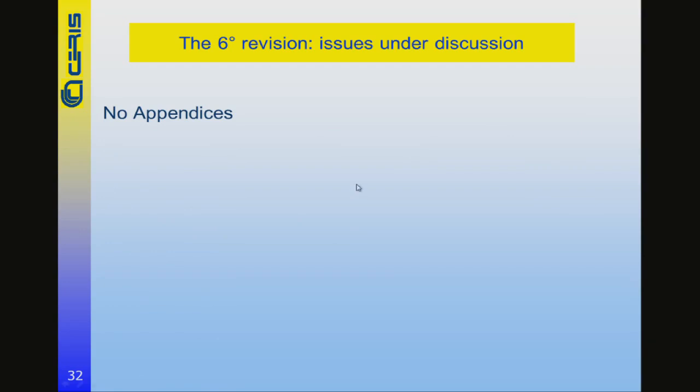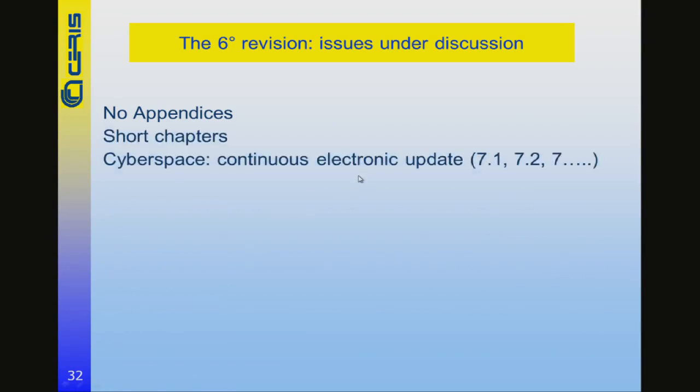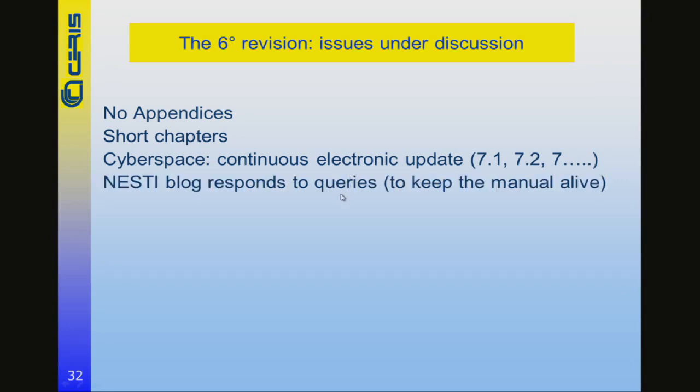In practice, there will be no appendices, because now we have, I think, 13, 14 appendices. Chapters will be reduced in size, and we want to use a sort of cyberspace approach, namely not waiting many years between this revision and the next one, but to change over the period, and so to have an electronic update, and even have a blog whereby users, policymakers, etc., can talk to experts in this field, the NESTI group, etc., and have some discussion on how to interpret, how to do things.